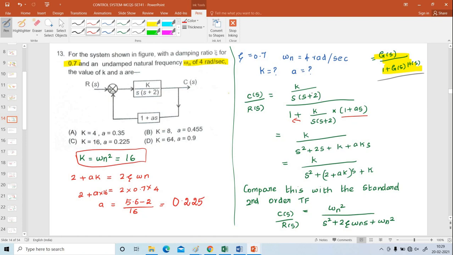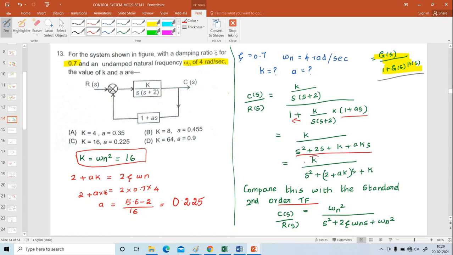The terms S into S plus 2 in the numerator and denominator are both cancelled. And the final answer is K divided by S square plus 2S plus K plus AKS, that is K divided by S square plus 2 plus AK into S plus K. Compare this with the standard second order transfer function, that is C of S divided by R of S equal to omega n square divided by S square plus 2 zeta omega n S plus omega n square.